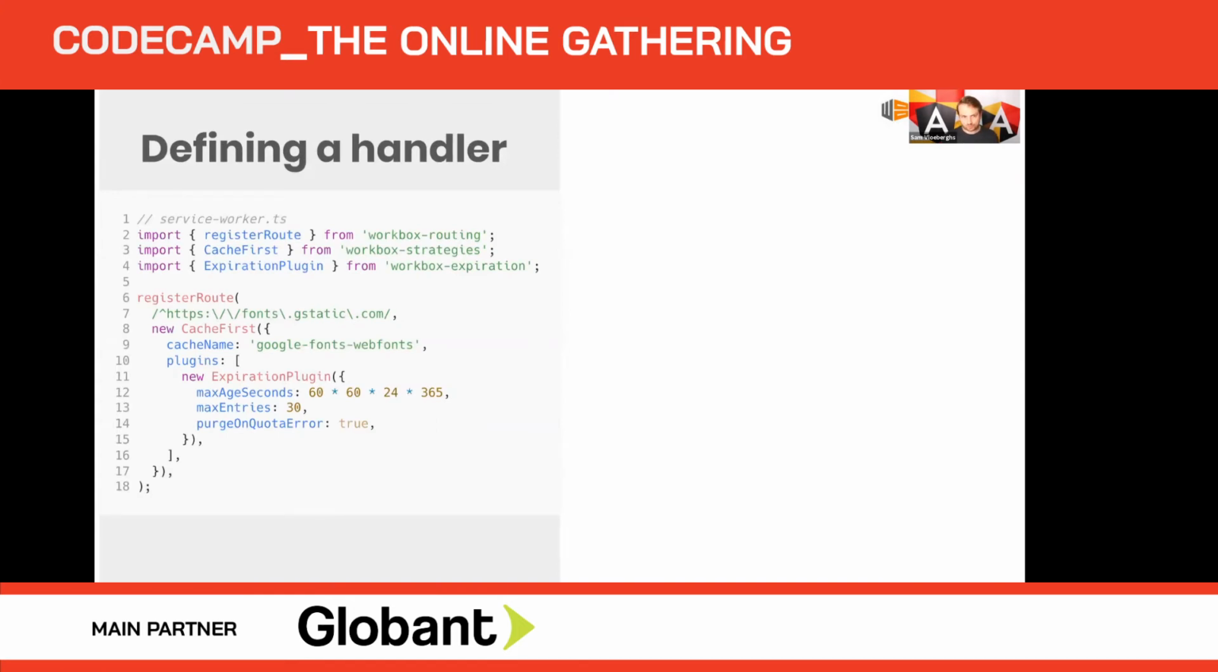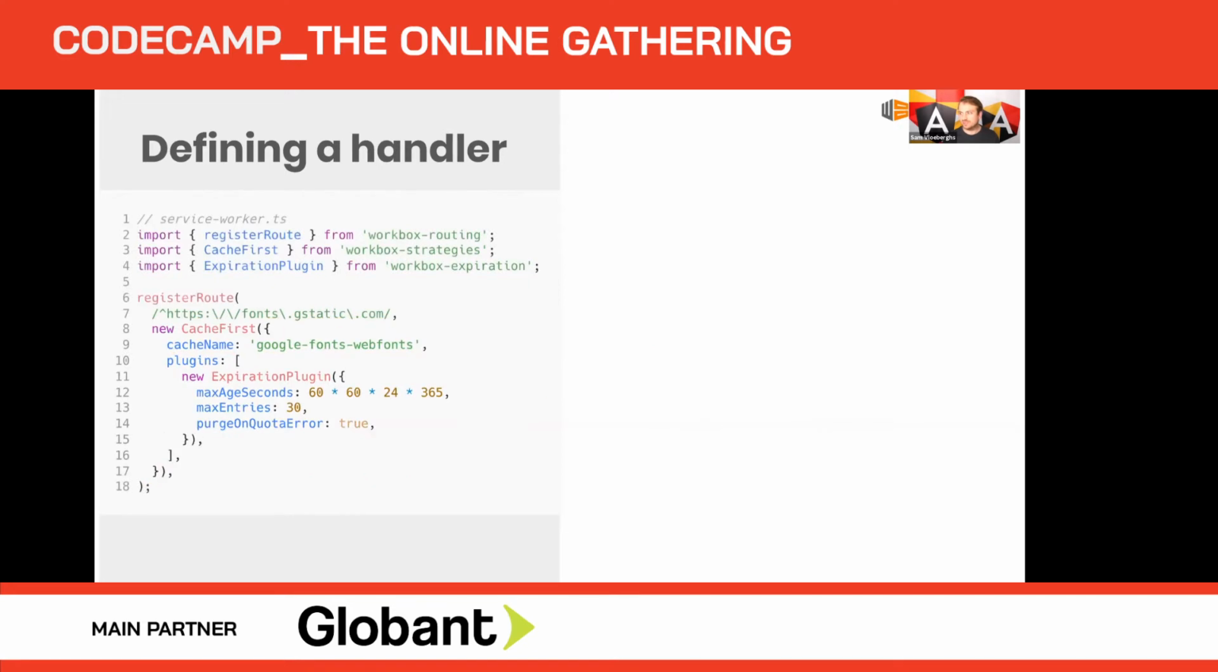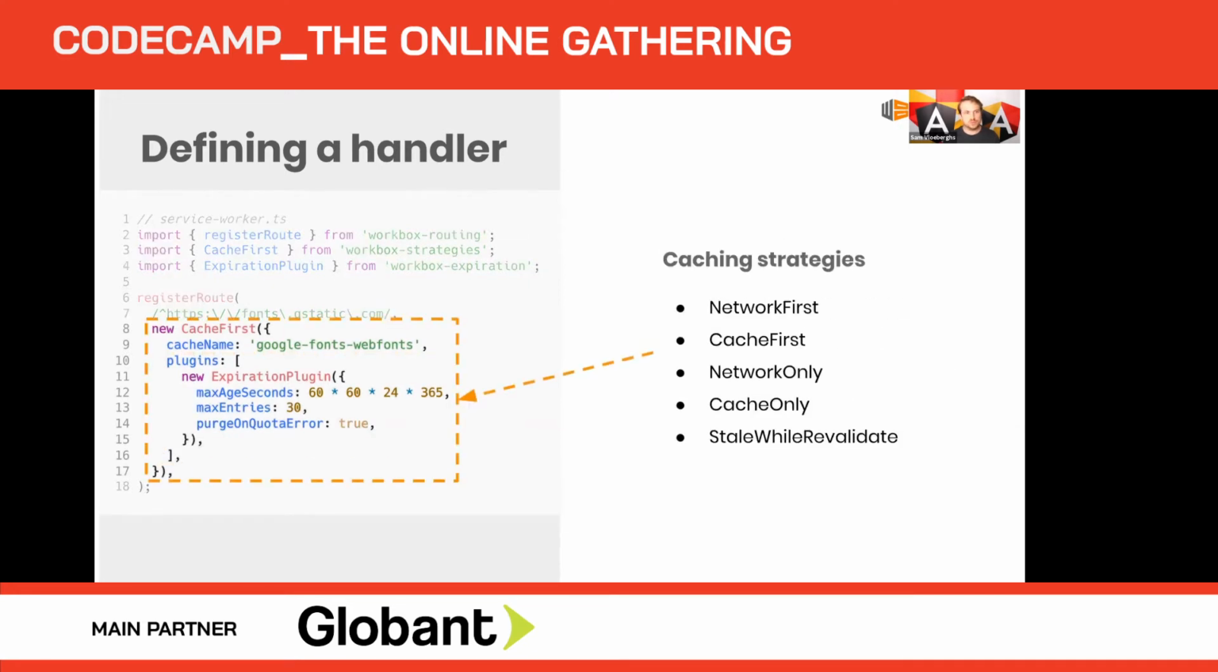So the handler basically defines the strategy to use for a matching request. Workbox comes with a well-defined list of caching strategies, like for example, the one that I showed in the beginning, the cache first strategy. But you also have, wait, I'm going too fast. Yeah, so there are different caching strategies.